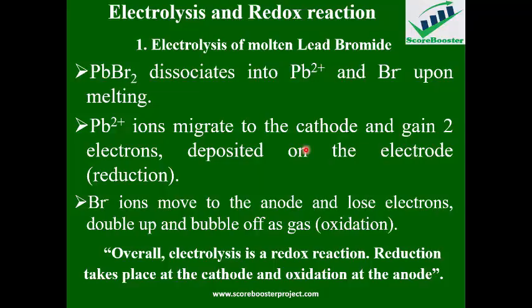So bromide ions move to the anode, then they lose electrons. Because bromine is a diatomic molecule, it combines with another bromine atom, that is what I call doubling up. Then it bubbles off as a gas. So losing of electrons by bromide at the anode is what is called oxidation. So overall, electrolysis is a redox reaction. Reduction takes place at the cathode, and oxidation takes place at the anode. Have you now seen why we learned redox reactions before electrolysis? That is science for you.